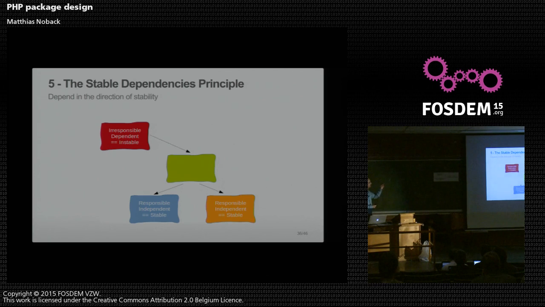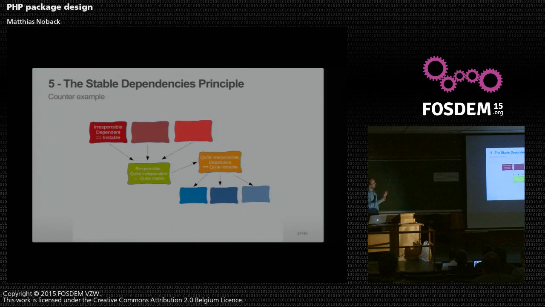As you can see at the top, there is an irresponsible package. There are no packages depending on it. Still, it is dependent on the green one. And the green is also dependent on two other packages, and there's only one package depending on it. So it's somewhere in between stable and instable. At the bottom, there are packages that are only dependent upon, but never depend on anything else. So those should be considered very stable. So this arrangement of packages fully conforms to the stable dependencies principle.